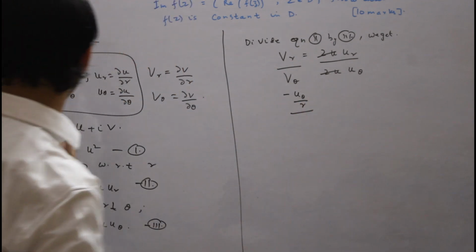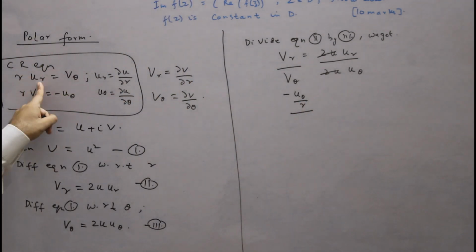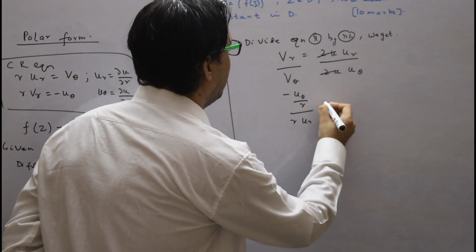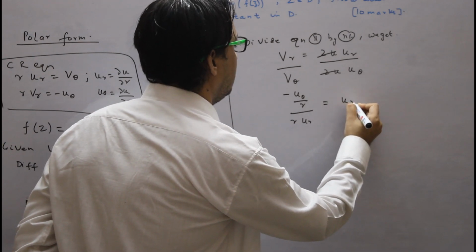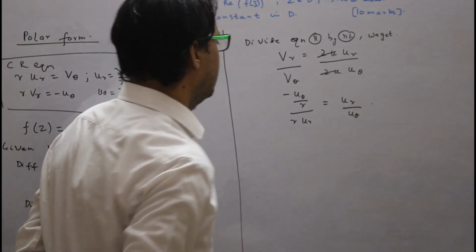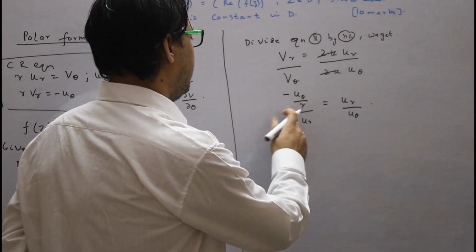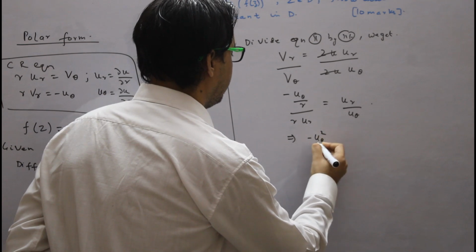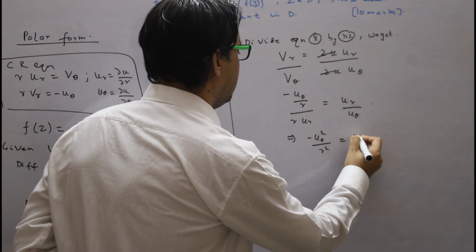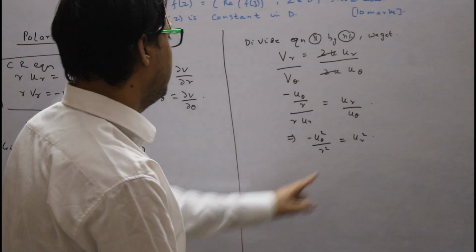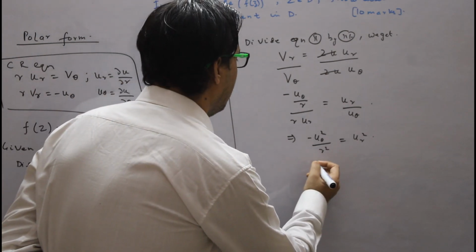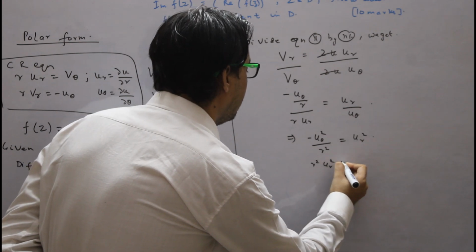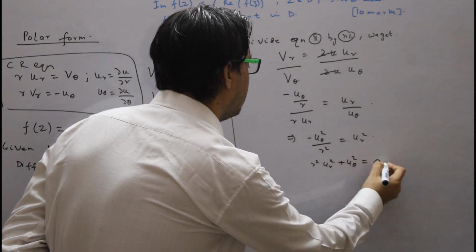And what is v_theta? v_theta is r u_r. So I will write this as r u_r is equal to u_r u_theta. So we can write this as u_theta square minus r square is equal to u_r. So we are getting r square u_r whole square plus u_theta square is equal to 0.